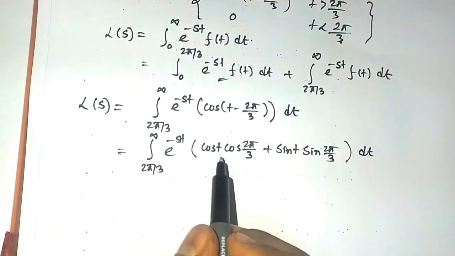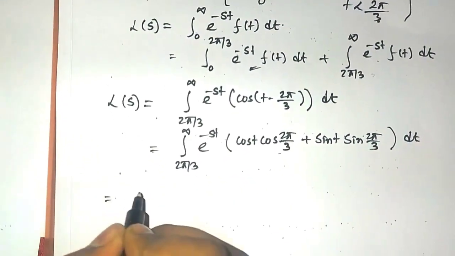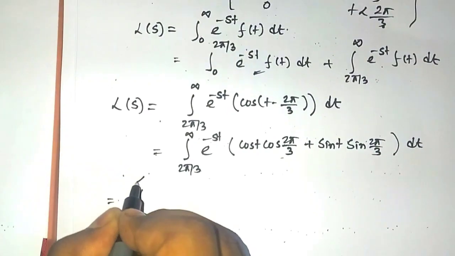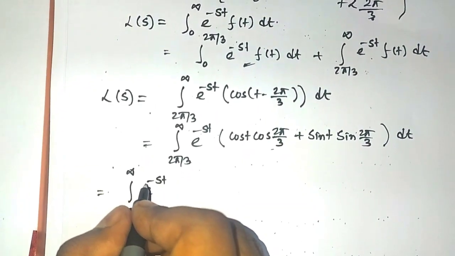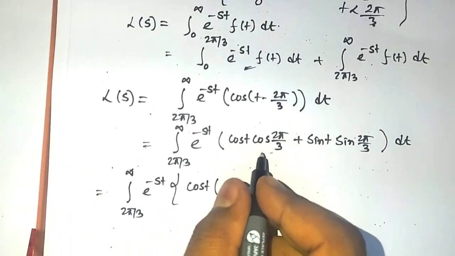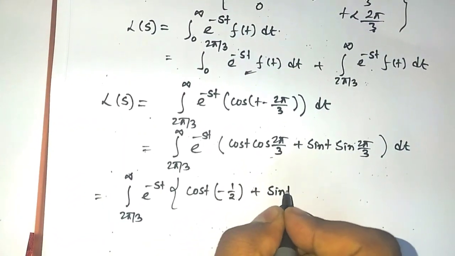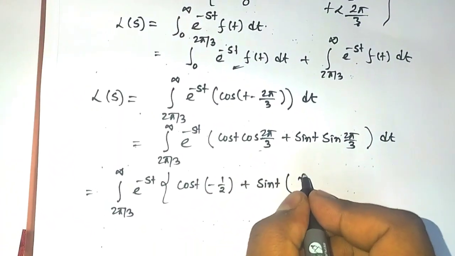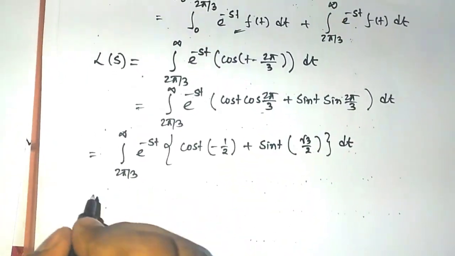Okay, now here we know the value of cos 2π/3 and sin 2π/3. Just substitute it. So the integral from 2π/3 to infinity of e^(-st) into cos t times cos 2π/3, whose value is -1/2, plus sin t into sin 2π/3, whose value is √3/2, into dt, clear.